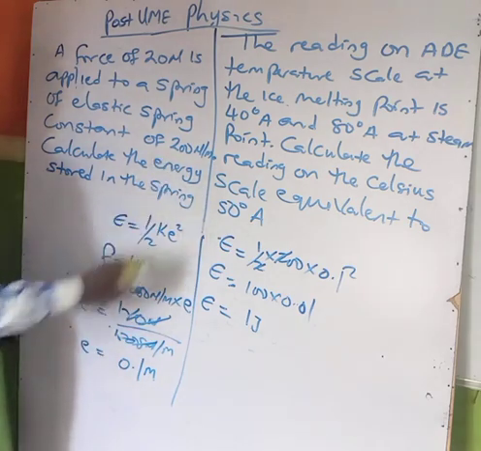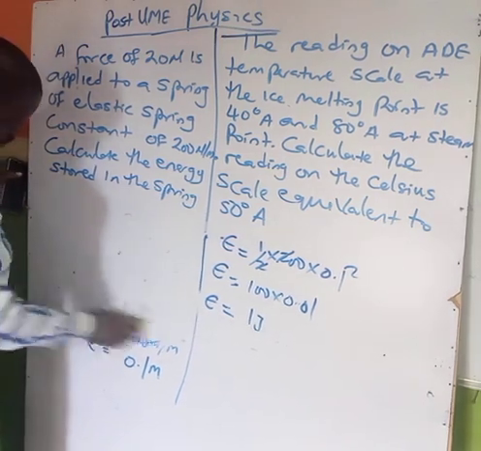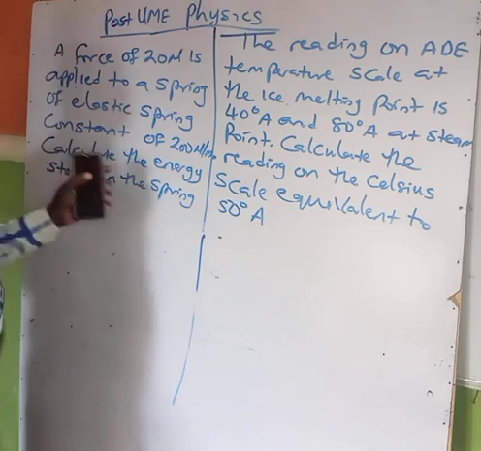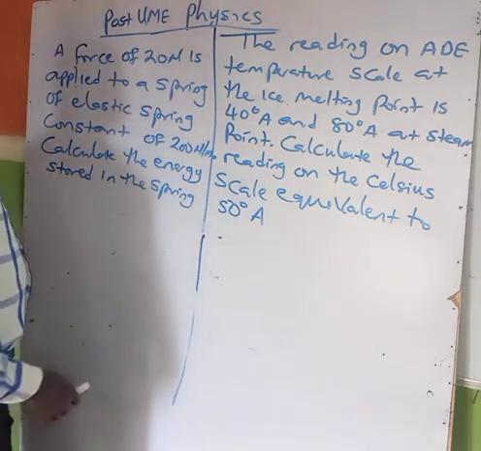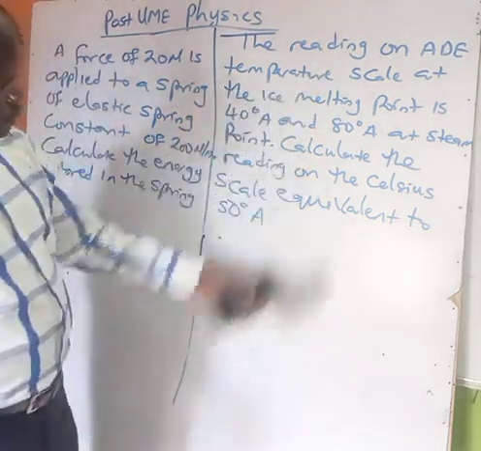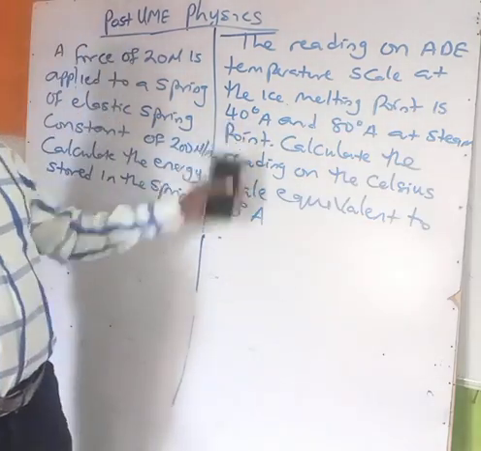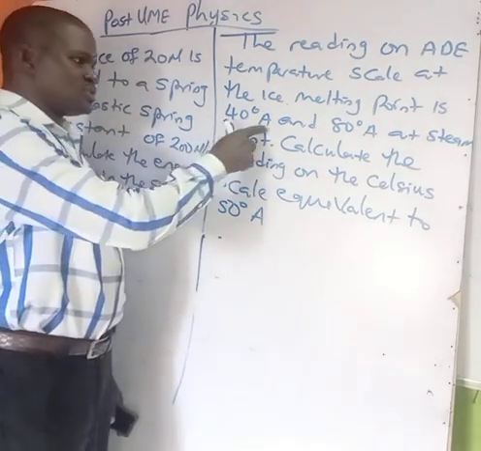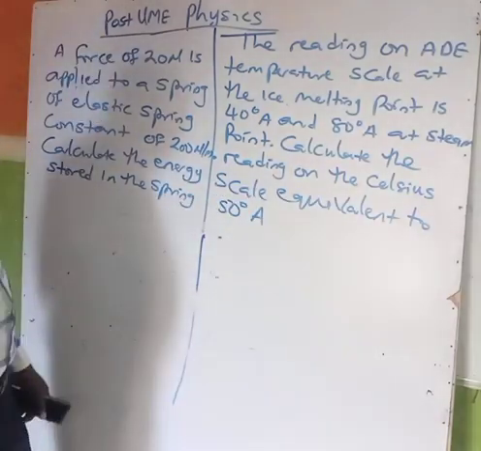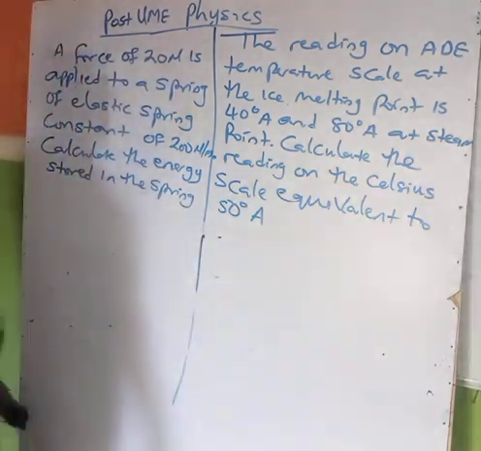That's the first question. So look at the second one. The question is from one Posuemi of OAU Posuemi. The reading of A temperature at the ice melting point is 40 degree A and 80 degree A at the steam point. Calculate the reading on the Celsius scale equivalent to 50 A.